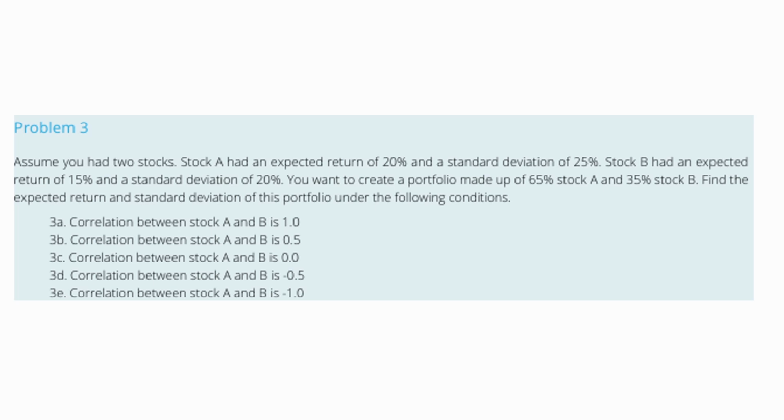Assume two stocks. Stock A has an expected return of 20%, standard deviation 25%. Stock B has an expected return of 15%, standard deviation 20%. You want to create a portfolio made up of 65% of stock A and 35% stock B. Find the expected return and standard deviation of this portfolio when correlations are 1, 0.50, negative 0.5, and negative 1.